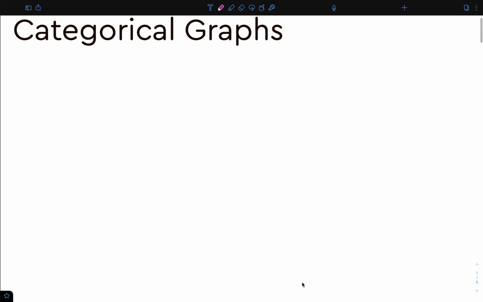There are two main types of graphs for categorical data, a bar graph and a pie chart. And while most categorical data can be graphed with either of these, some types of data may lend themselves more to one or the other. So here we're going to take a closer look at bar graphs, a special type of bar graph called a Pareto chart, and pie charts.